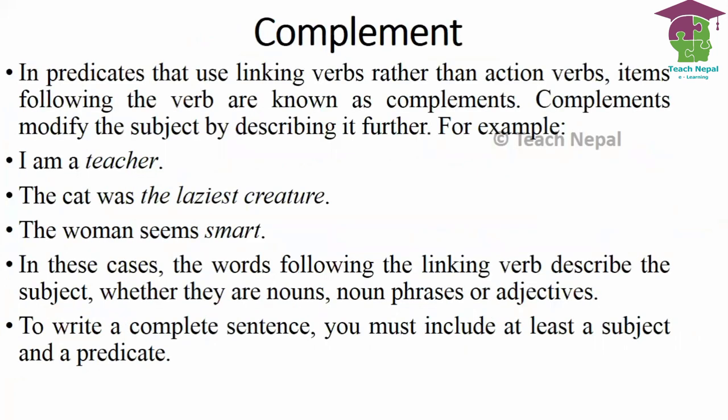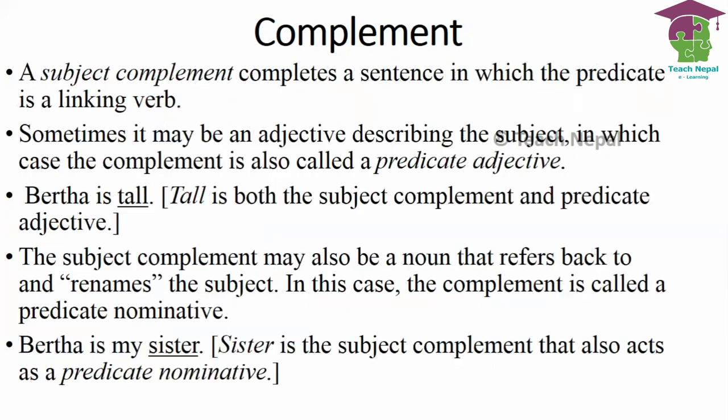So complement is the complement part there. Without it, the sentence can remain incomplete, right? Or it cannot be complete there, or the thing that the sentence wants to deliver may not be well completed, right? So to write a complete sentence, you must include at least a subject and a predicate there. Such things we can call complements. So in predicates that use linking verbs rather than action verbs, the items following the verb are what you call complements. For example, I am a teacher, right? Teacher is the complement here. Without teacher, I am, oh, this is not sufficient, right?